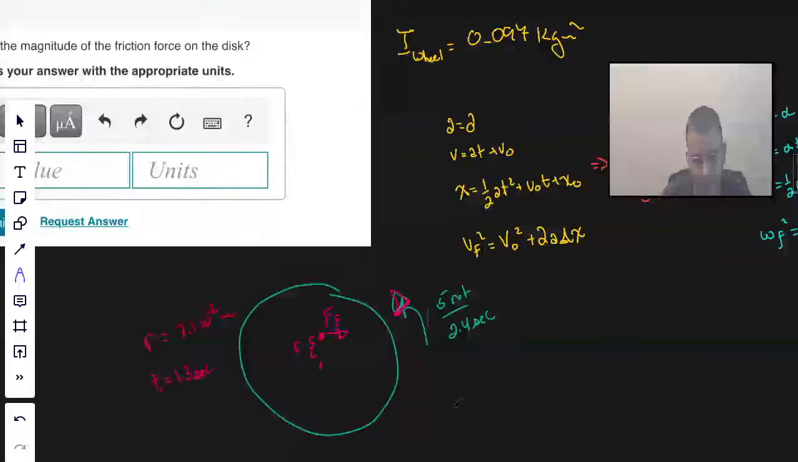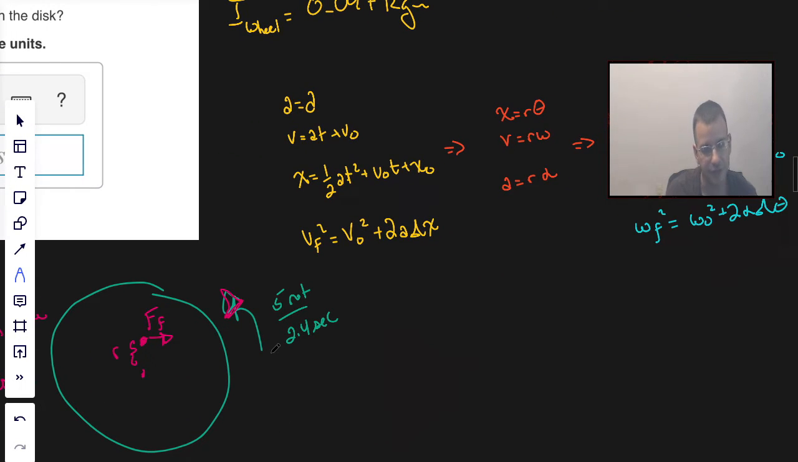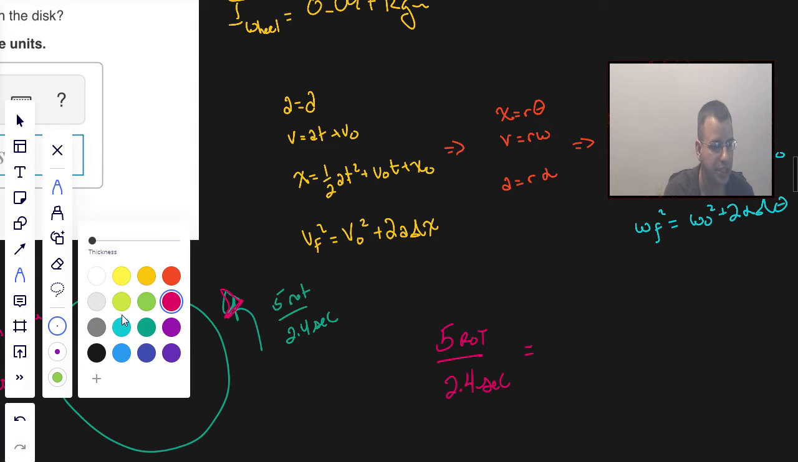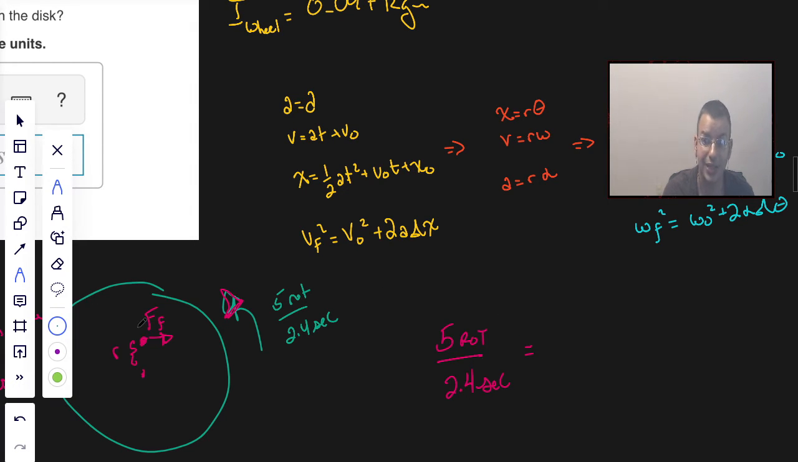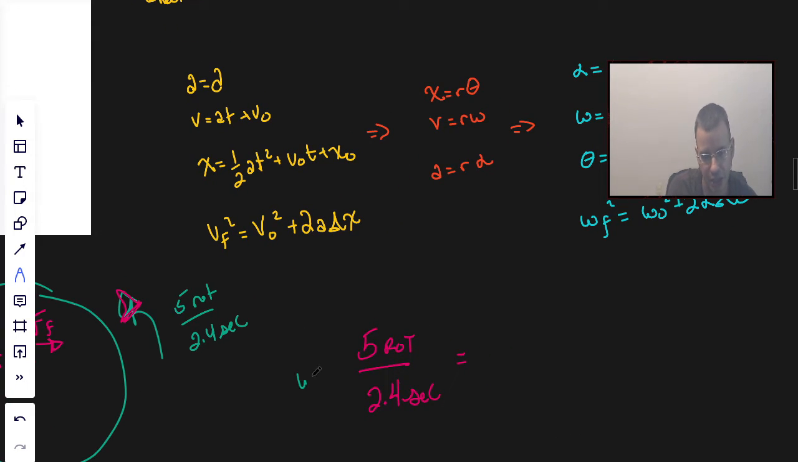All right. So now, from here, I'm going to convert 5 rotations per 2.4 seconds into a speed. This tells us the speed. But we want it in something that's more useful, like radians per second. We could do meters per second, but that's linear. I think we're going to be using angular, so let's go for that. So I'm going to say this is the initial speed, omega naught.